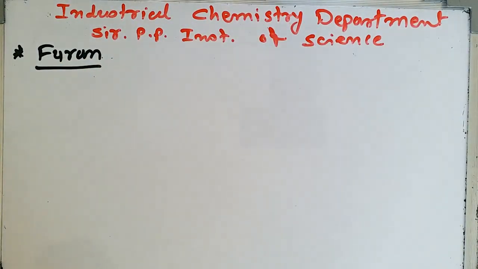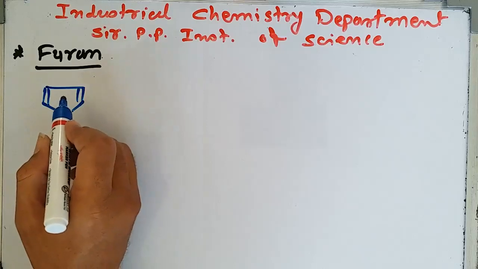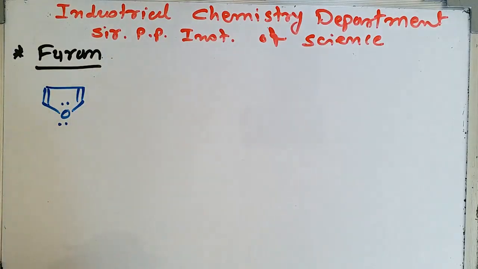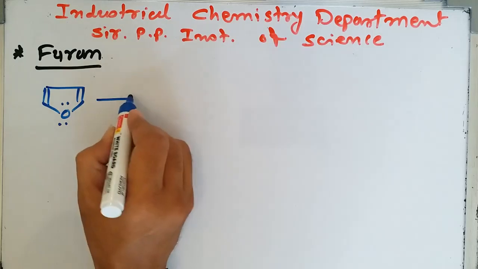Structure of furan. Furan has an aromatic sextet, of which 4 electrons are contributed by the 4 carbon atoms and a pair of electrons is released by the oxygen atom to the ring. Its structure may be represented as a resonance hybrid. So we draw the resonance structures for furan. These are the 2 electrons released by oxygen.